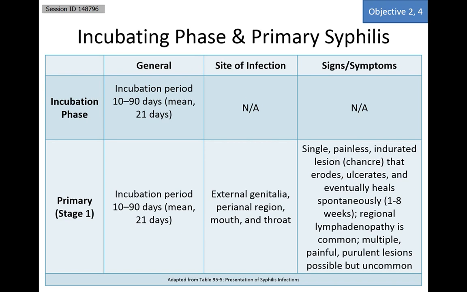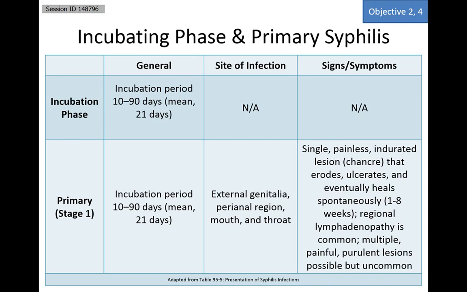So the incubation period is going to be from the time of exposure, from contact, and it can last up to 90 days. And then during this incubation time, a primary or a secondary syphilis can occur, so it doesn't really have to wait until 90 days of incubation.